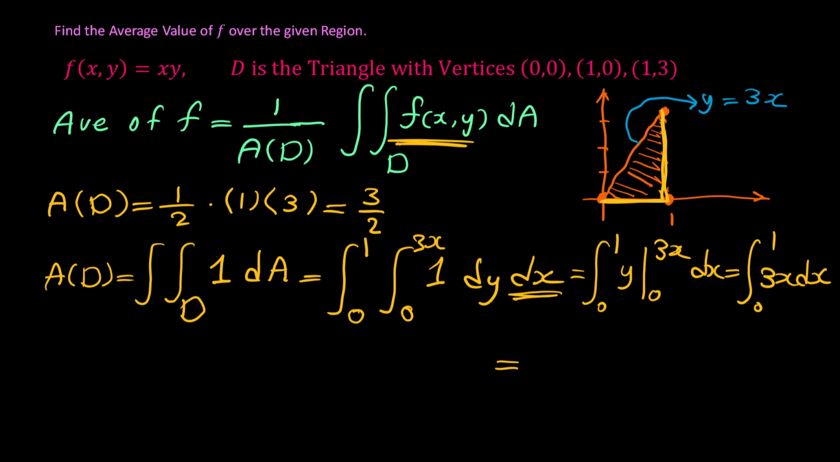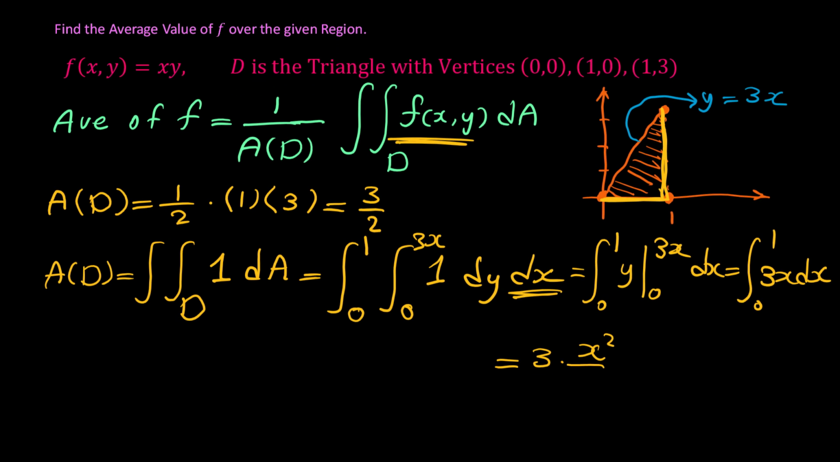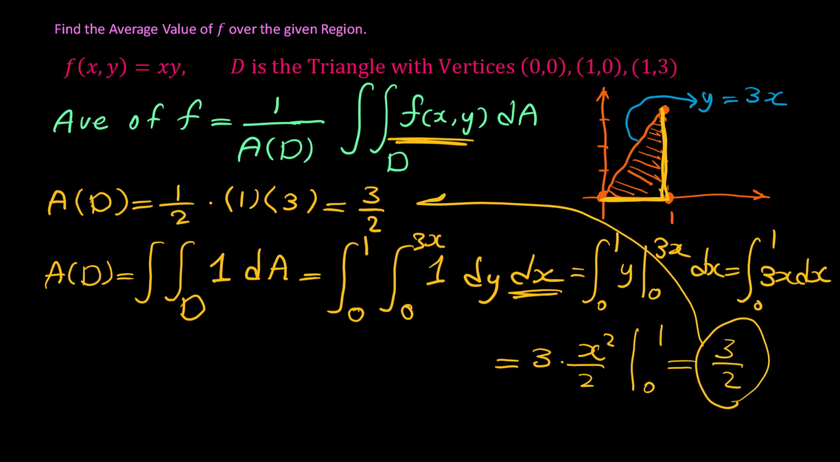But integral of 3x is 3x to the 2 over 2 with the power rule. This integral is 3x to the 2 over 2 from 0 to 1. If we plug in 1, it is 3 over 2. This value is exactly the value that we got from the formula for area of the triangle.